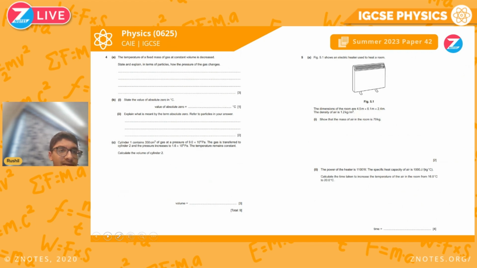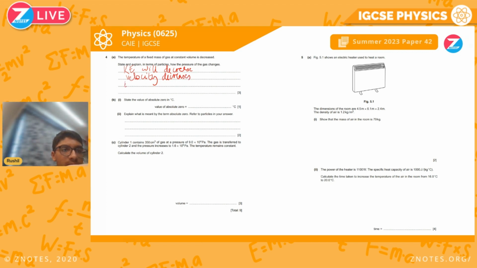Question 4a says the temperature of a fixed mass of gas at a constant volume is decreased. State and explain in terms of particles how the pressure of the gas changes. So we know that the volume is constant, mass is constant. The temperature is what is decreased. The temperature of the particles and their kinetic energy are directly proportional. So as the temperature decreases, the kinetic energy of the particles will decrease. And since kinetic energy is dependent on velocity, the velocity of the particles will also decrease.